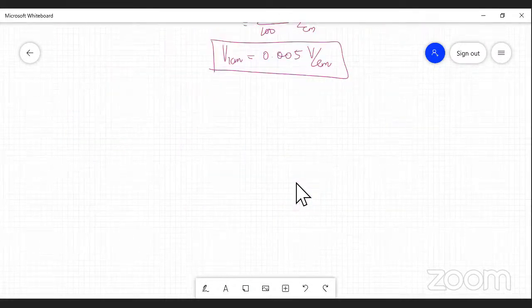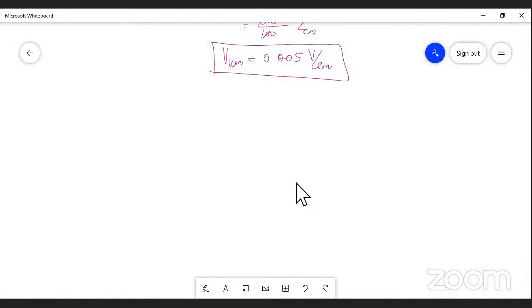Now, we shall go on to the next question. Question number 4. In an experiment to measure the internal resistance of a cell by potentiometer, it is found that the balance point is at a length of 2 meters when the cell is shunted by a 5 ohm resistance, and is at a length of 3 meters when the cell is shunted by 10 ohm resistance. The internal resistance of the cell is then.